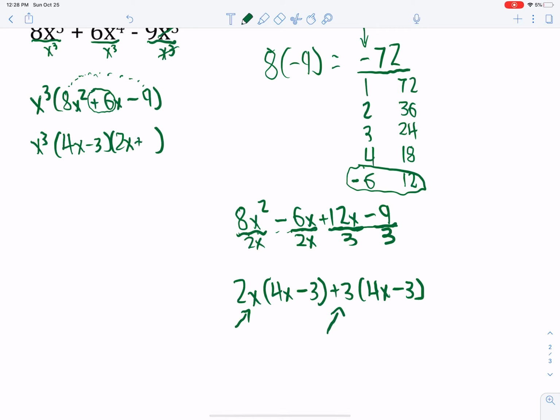And don't forget that greatest common factor that we have, the x cubed, doesn't go away. It's still there. So the final answer for this problem would be x cubed times 4x minus 3 times 2x plus 3.